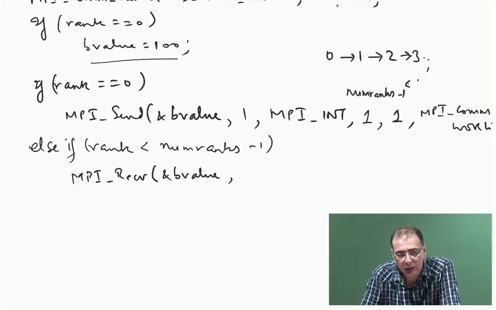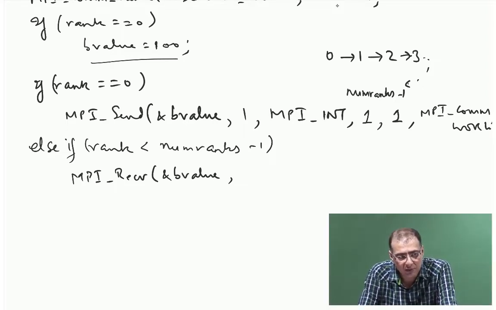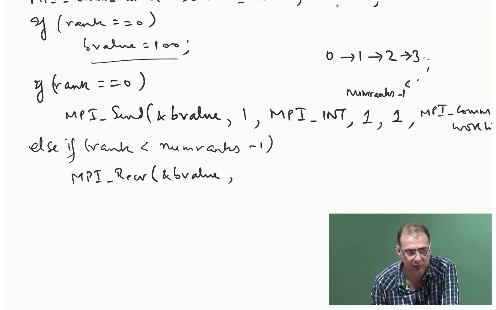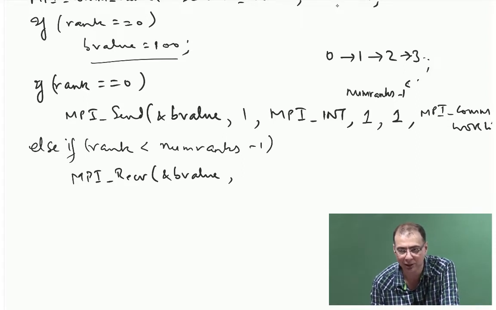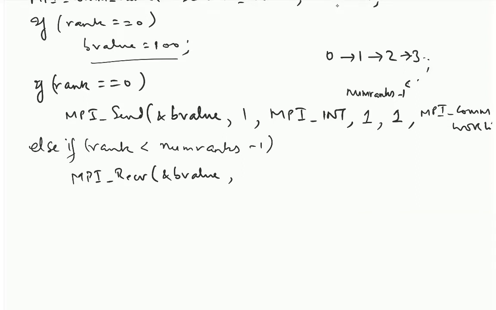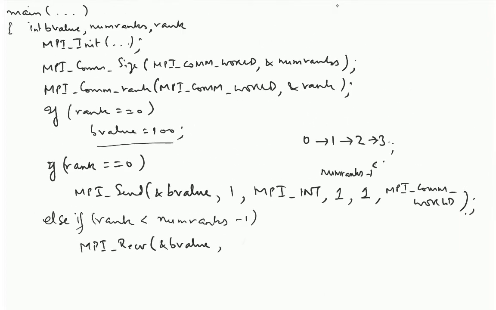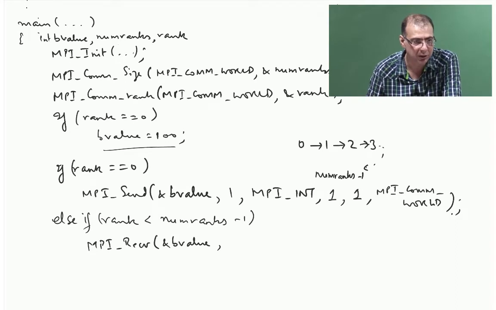So it's clear, right, that this b value is different from the b value of rank 0? I hope that is clear, because each process has its own address space. Just because you're using the same variables does not mean it is the same variable in physical memory. Rank 0 has its own memory, rank 1 has its own memory, every rank has its own memory. So as far as rank 1 is concerned, the variable b value has not been initialized.